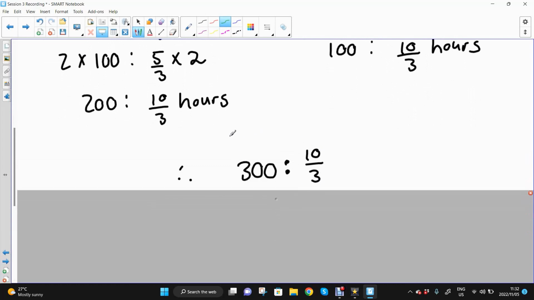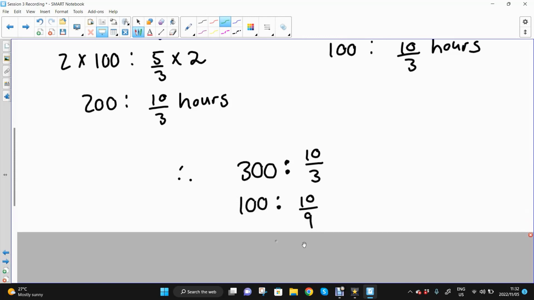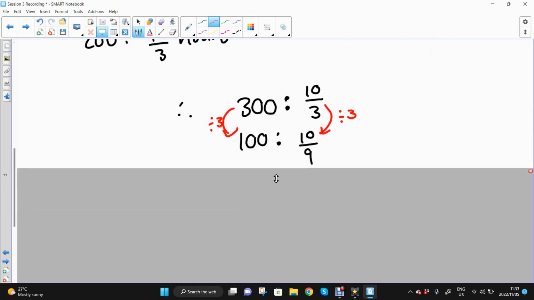So this is the ratio of them working together. And all you need to do now is convert this 300 back to 100, because you want to know how long it will take them to clean the 100 ornaments. So to get the 300 to 100, I divided by 3 on the left. And because this is a ratio, you do the same here. So you take 10/3 and you divide that by 3, which gives you 10/9.